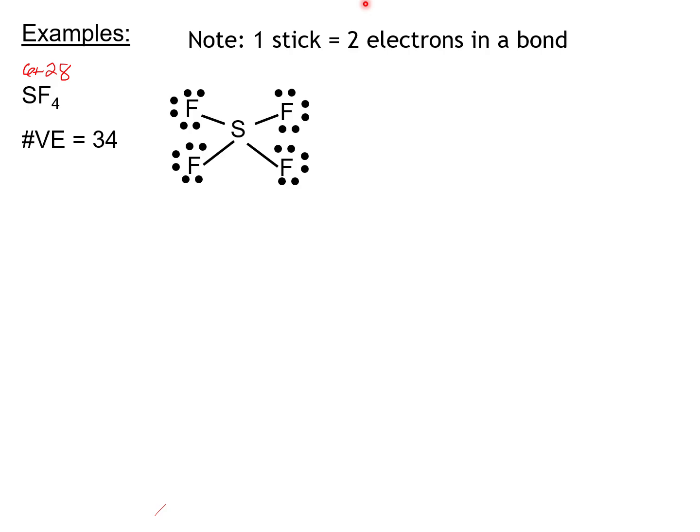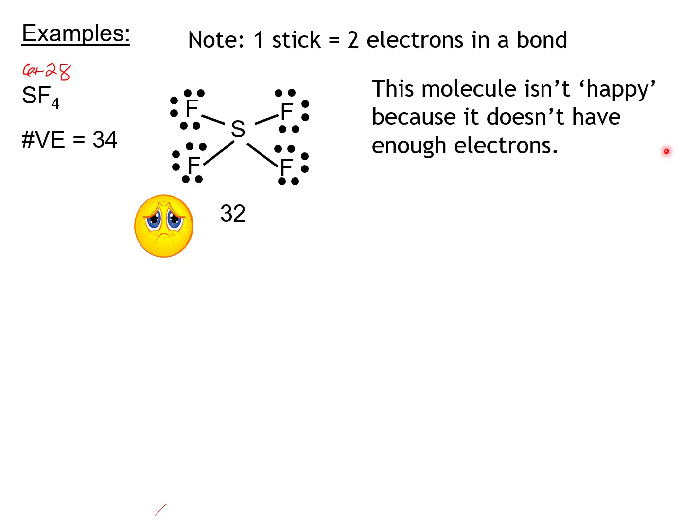And now we got to count them up. So we have each fluorine has 8 around it now. 8 times 4 is 32. So this molecule is missing 2 of its electrons. It has to have 34. You can't just get rid of the electrons because it's inconvenient. So this is an example of a molecule that has an expanded octet. We're going to add those missing electrons to the central atom. Now we have the right number of electrons.